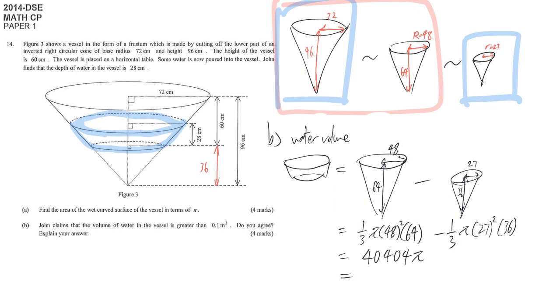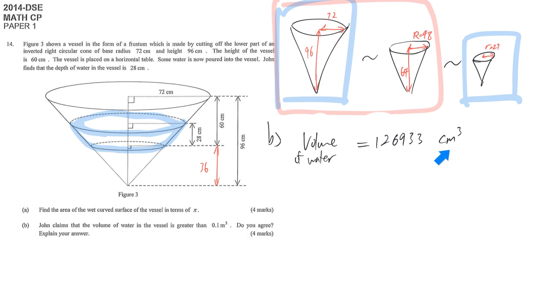Then because this one is without pi, we have to use a calculator, times 3.14 something. Then we find that it's 126,933 approximately, correct to the nearest integer, cm power 3. And then we need to compare with this one. However, this one is meters power 3, and this one is cm power 3. They are not the same unit. So our target is to change this unit to meter.